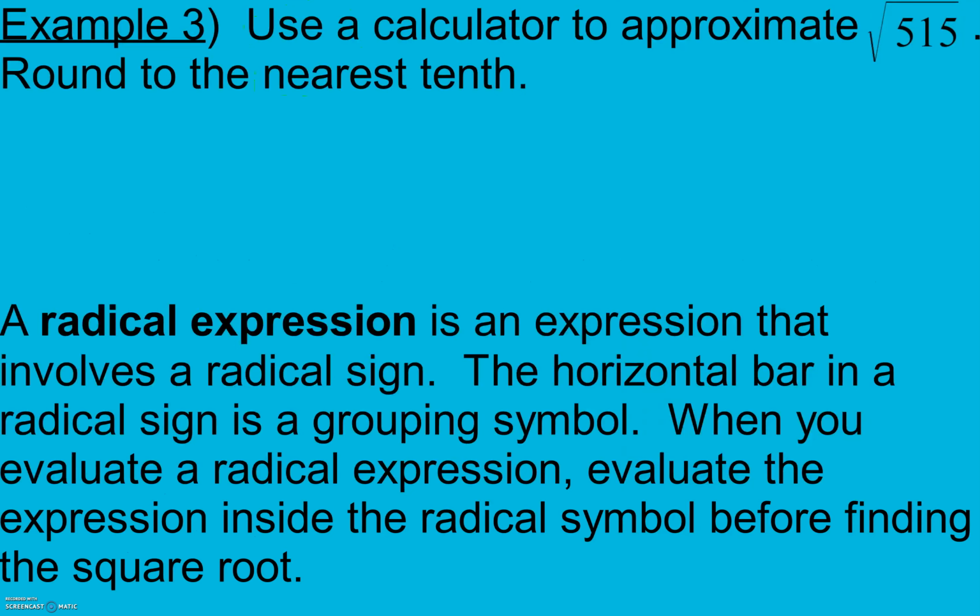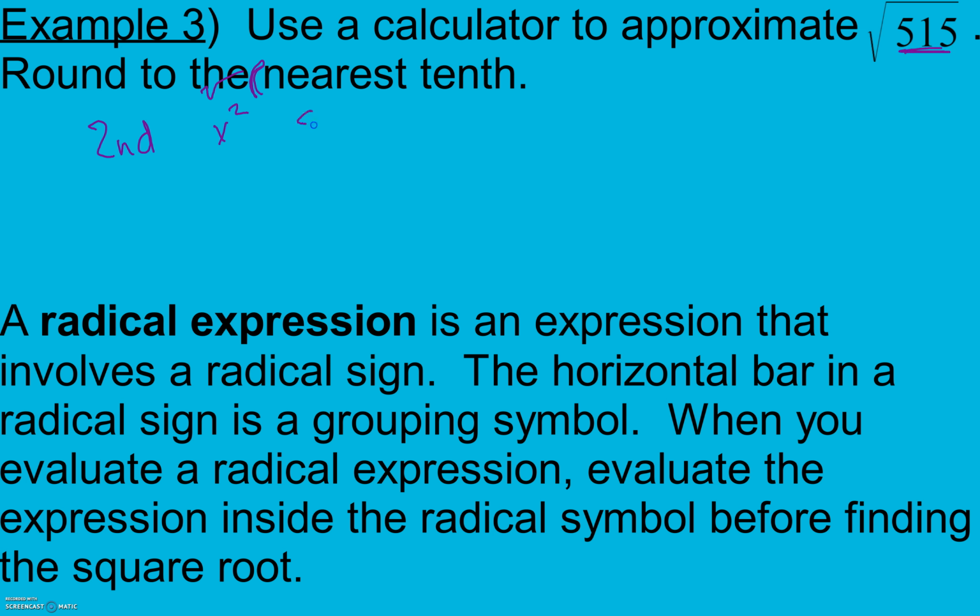In example 3, we're going to use a calculator to approximate the square root of 515. We're going to round to the nearest tenth. So if you have a TI-30 two-line like the one on my wall at school, we're going to press the second key, then we're going to press the x squared key. If you look above that, it'll have a little square root symbol. We get that square root symbol by pressing the second key first. So we'll do second, x squared to get our square root, and it has a parenthesis with it when it comes up on your screen.